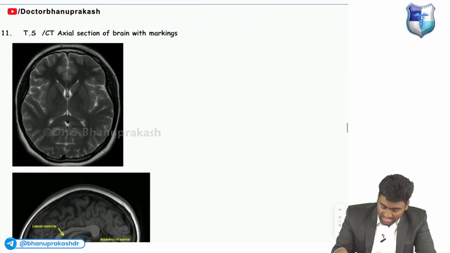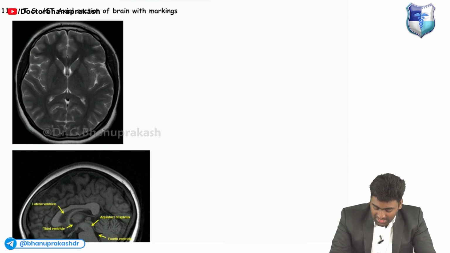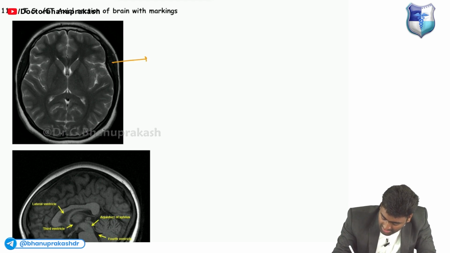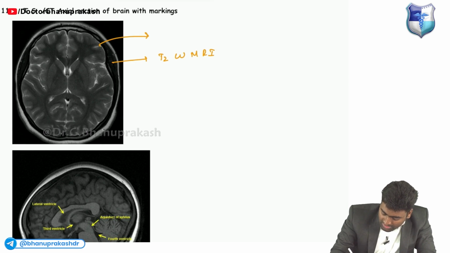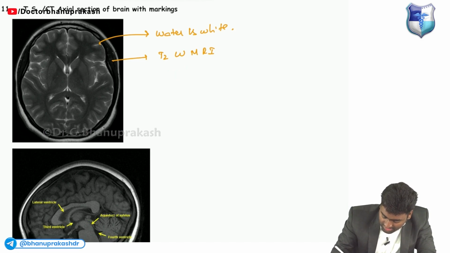Next, these axial CT sections are being asked in recent years. If you see, mostly they will revolve around a few asked topics. This one is a T2 weighted MRI because you will be able to see that water is white on MRI. Here you will be able to see the ventricles. This is the lateral ventricle, the frontal horn of the lateral ventricles.